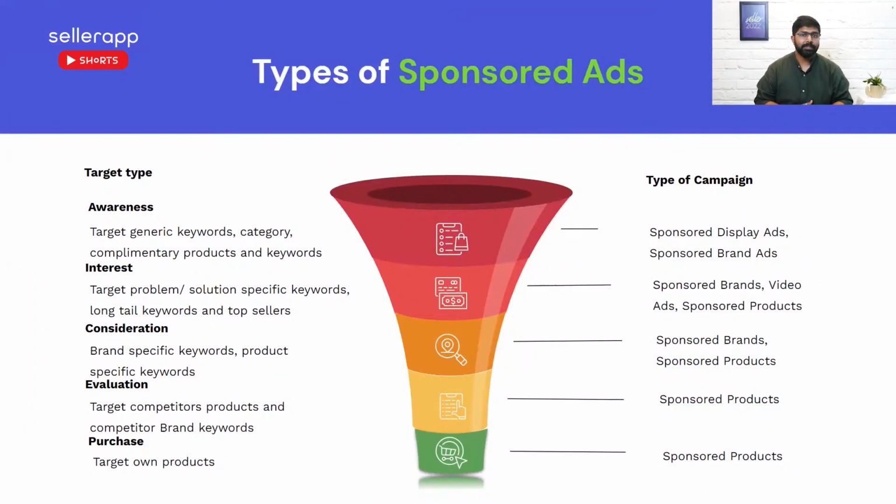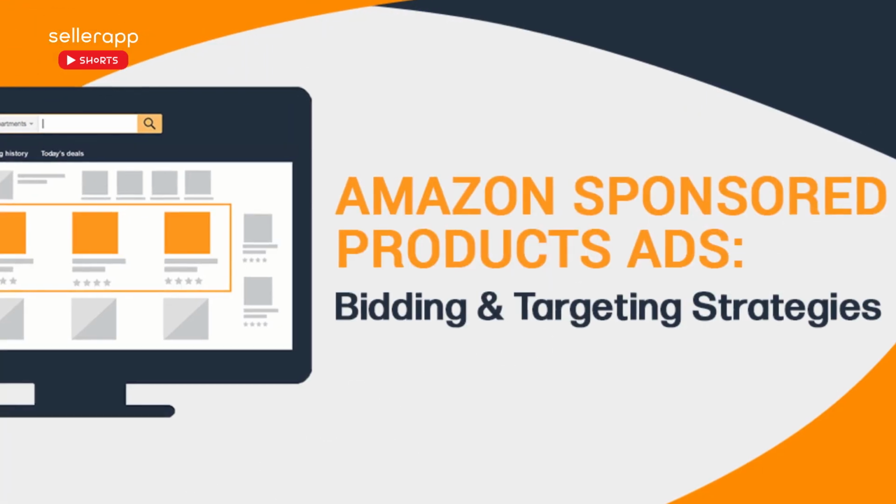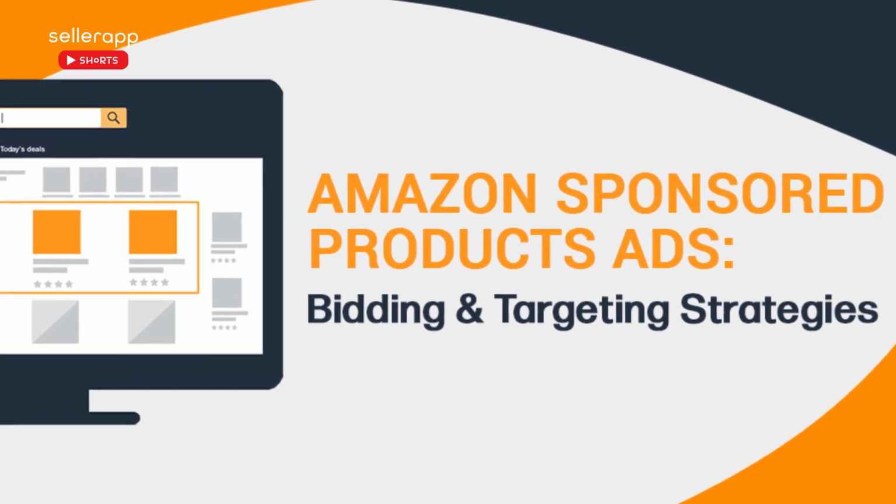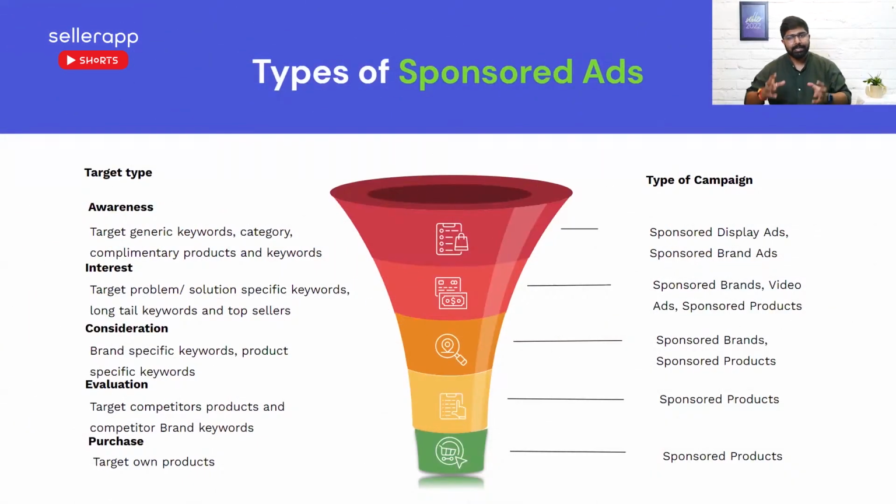So now we move on to the different types of advertisements that are available on the Amazon advertising platform. So you have sponsored product ads, sponsored brand ads, and sponsored display ads. Now what do these mean? So these cater to different audience types and different stages of your marketing funnel, basically, right?